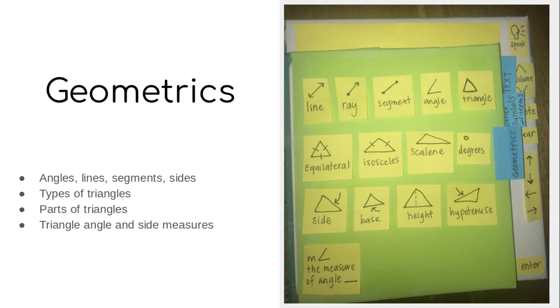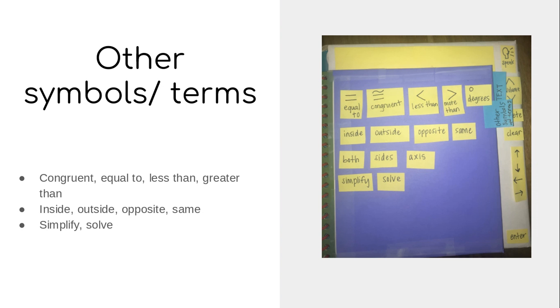Next is the Geometrics tab. The Geometrics tab includes geometric shapes and symbols that are used commonly in a geometry class. A student could communicate about how they found the measure of an angle or the sides or types of triangles. Other symbols and terms can also be programmed.